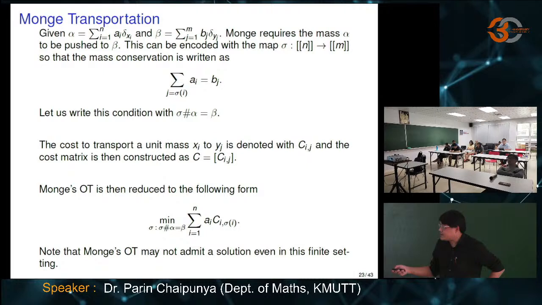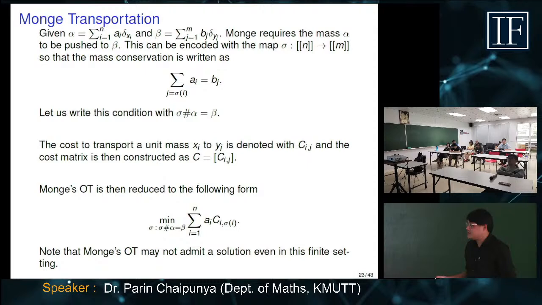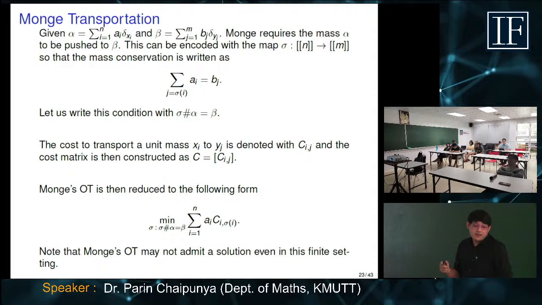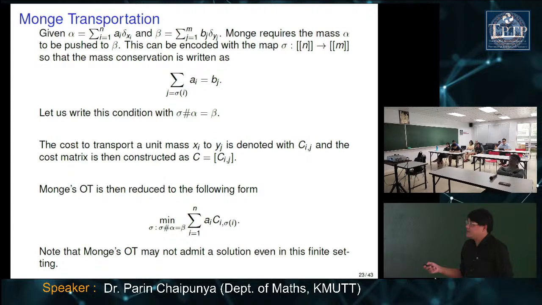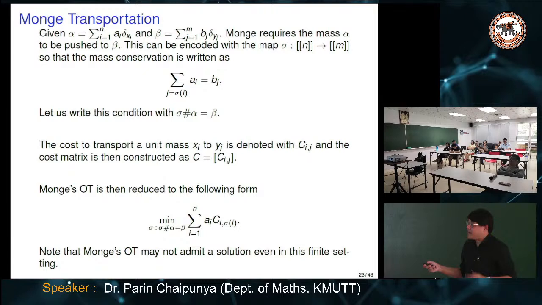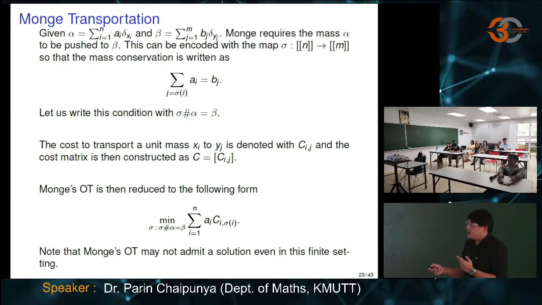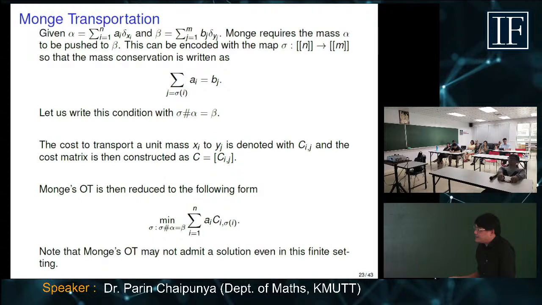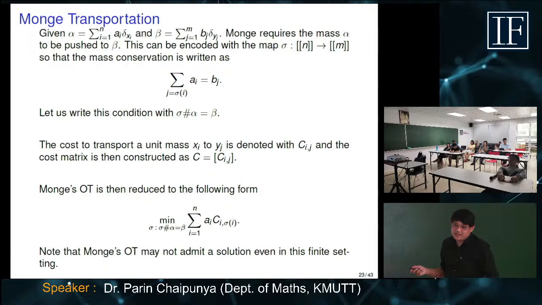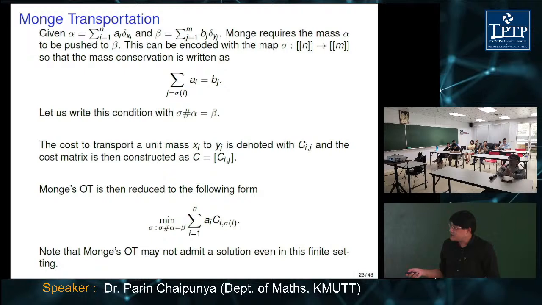But the difficulty is in the constraint. We simplify the mapping of Monge. Remember the mapping T. We can simplify that to a mapping of the indices. So we define sigma to be the mapping from the indices of the n masses to the m masses, and we can simplify the push-forward condition to this summation. Since we require sigma to satisfy this constraint, this minimization problem becomes difficult because the constraint is not convex. Actually, the constraint is very difficult to tackle.